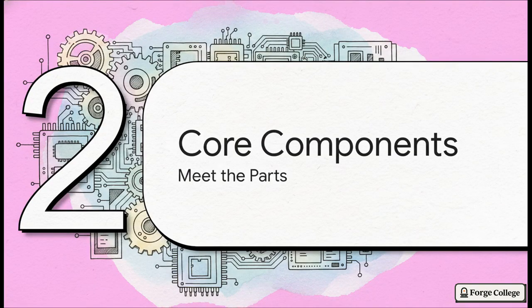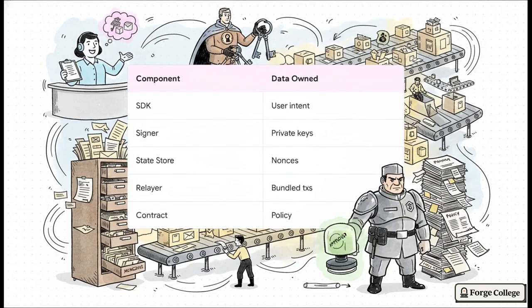Moving right along to part 2, meet the core components. Let's actually picture this like a busy office. Your client SDK, that's your eager front desk receptionist, always ready to capture your intent and get things organized. The signer is the person tightly clutching the private keys. Then you've got the state store, which is basically your filing cabinet for nonces and memories. The constructor is this brilliant translator, turning your human intent into a serialized transaction. The relayer, that's the mailroom, bundling the whole shebang up for transport. And the on-chain contract, well, that's the unyielding security guard who loves paperwork and absolutely will not let anything happen unless every policy is followed to the letter.